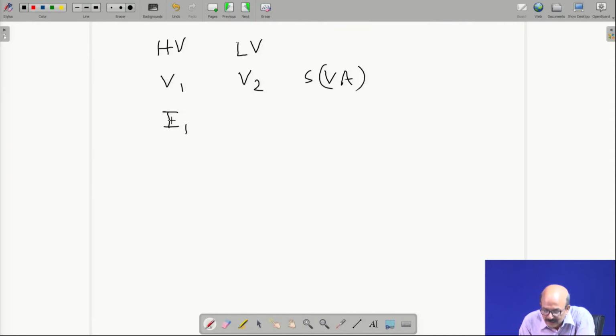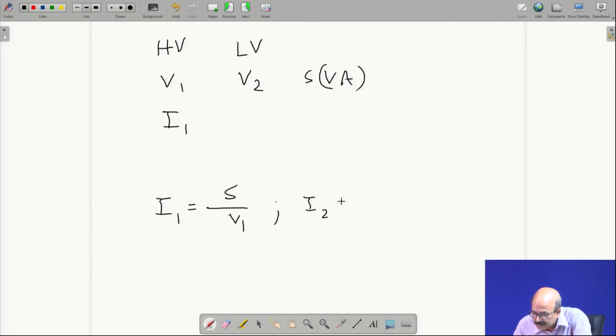I1 is easy to calculate. You have S volt ampere divided by V1. Simple. How can you calculate I2? You have I2 as S volt ampere divided by V2. Right? So you can just put values, say for the data we took, 100 kVA, that is 100 times 1000, and then put V1 as 11 kV, and you can calculate I1 and I2. You can clearly check the volt ampere being the same.